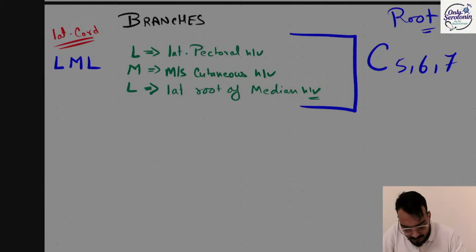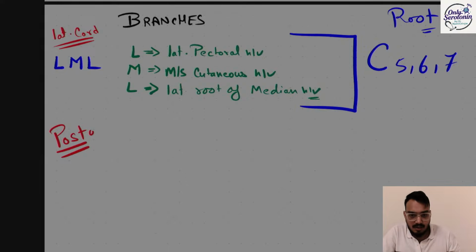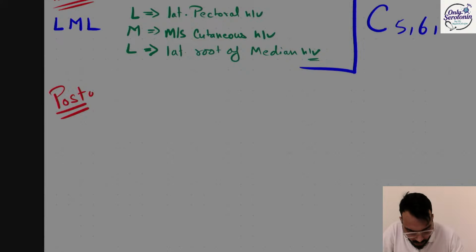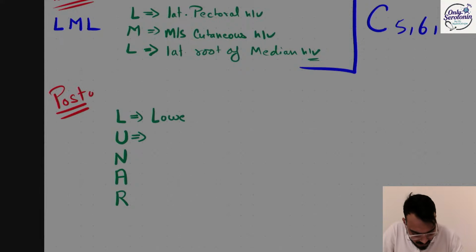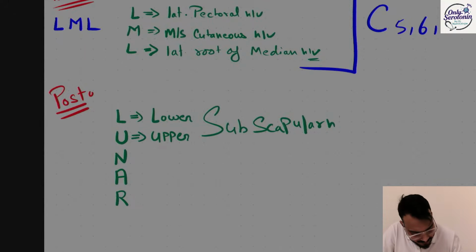Next is what, guys? Next is posterior cord. Posterior cord is about what, guys? Posterior cord is about the girls, and we all know that all girls are beautiful, right? And beautiful like moon, lunar, lunar. What are these, guys? From L and U, that is your lower and upper subscapular nerve. Then N, guys, this N is very important.